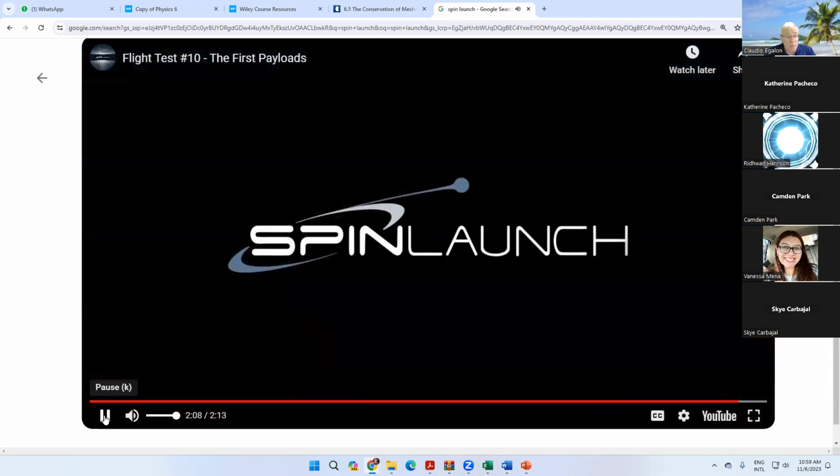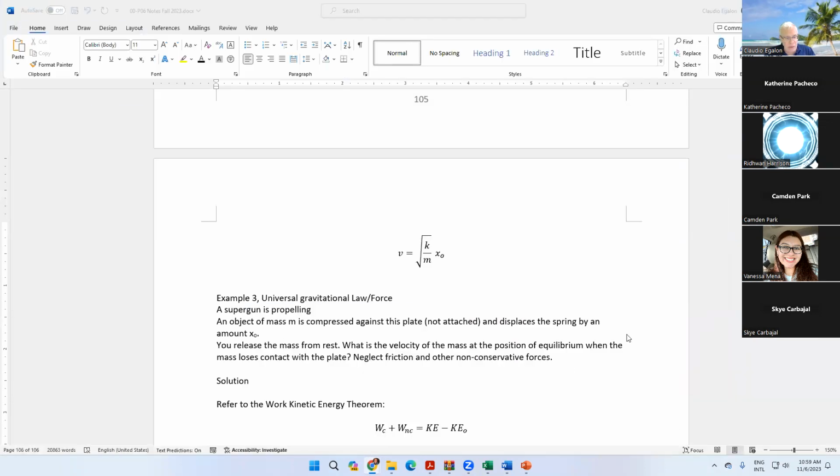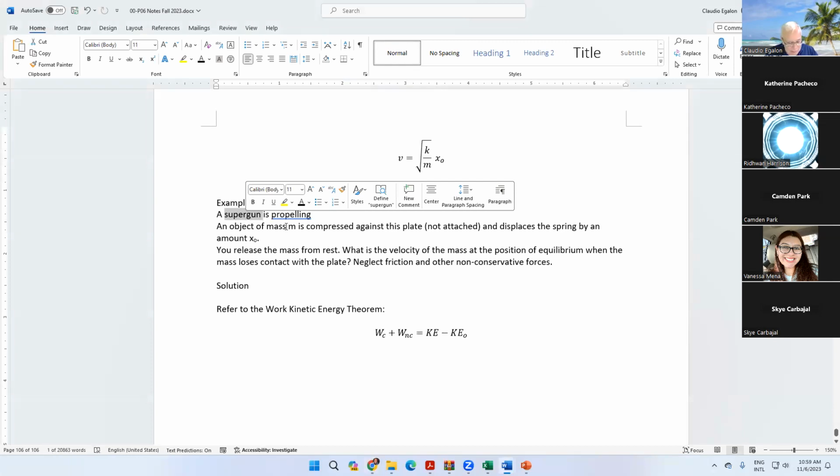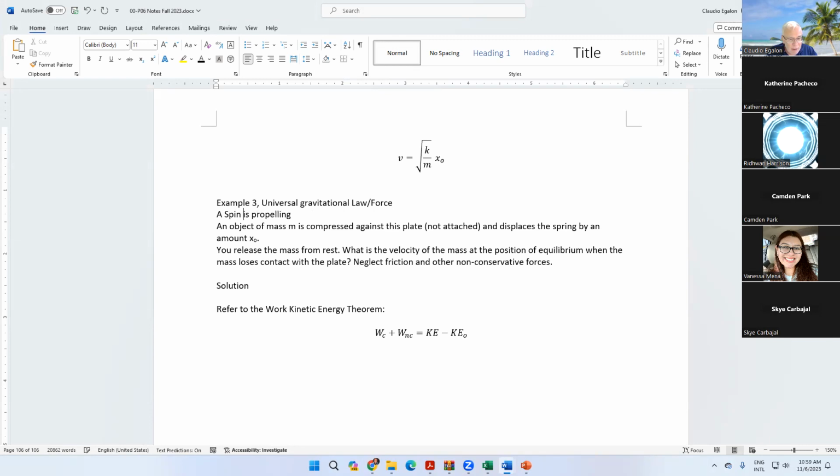So why am I showing you that? Because this problem is related to something like that. It's not a super gun, but let's say the spin launch, a spin launcher, right?